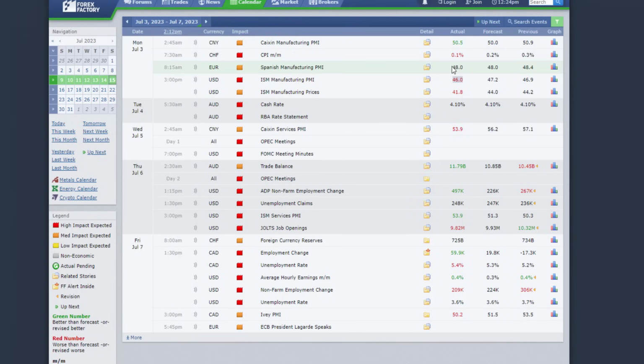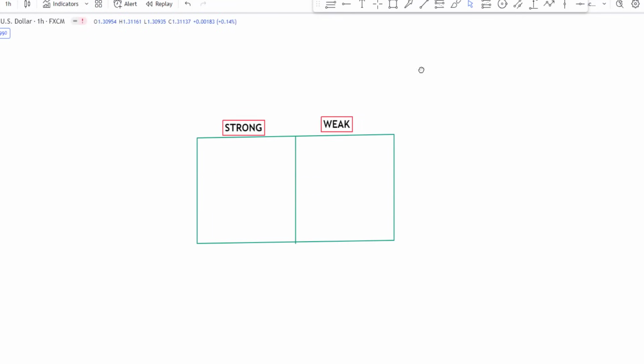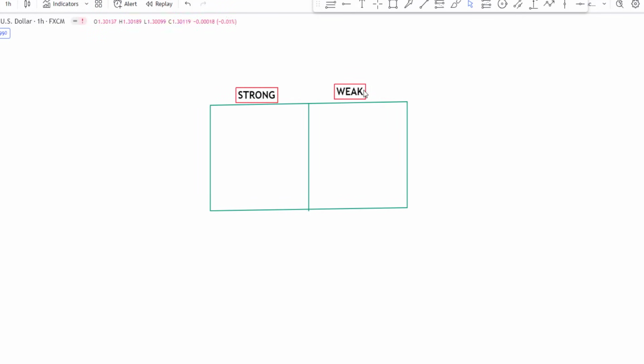So in this one day, we have our Swiss franc being lower than expected, and then we have USD coming out lower than expected. So what I would like to do normally, if I'm trading, I have something that I call the strength box.